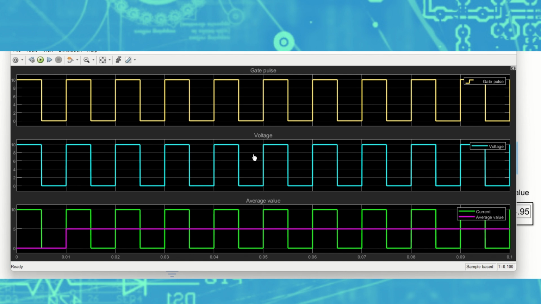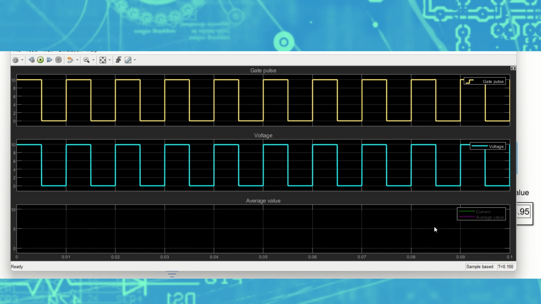Current, how much should the current be? For a resistor of 1 ohm and voltage of 10 volts, current is I equal to V by R, so the current is going to be 10 amps. You see the current is 10 amps. And the average value of output voltage is coming around 5 volts. You might get confused seeing this graph over here, but if I hide this and just show the average value, it is coming around 5 volts.